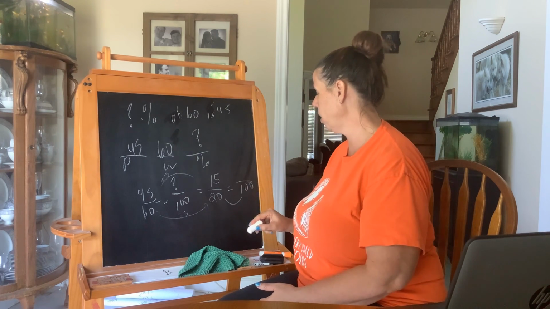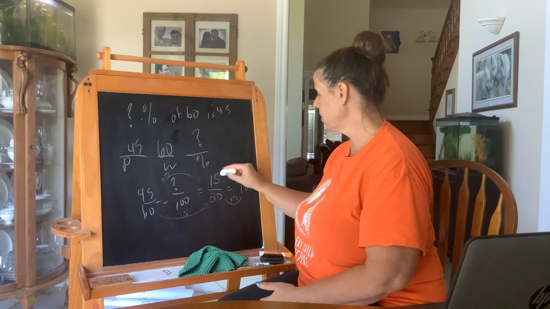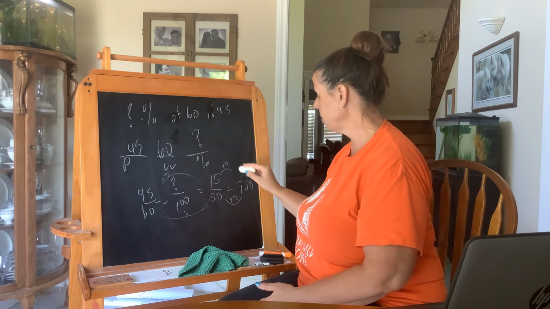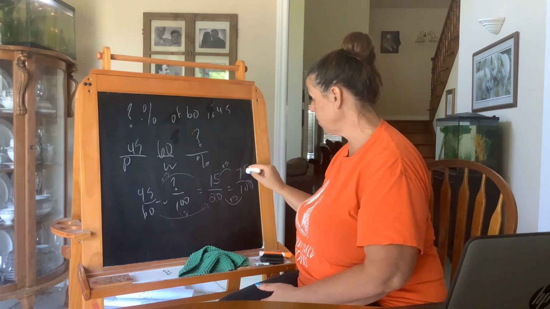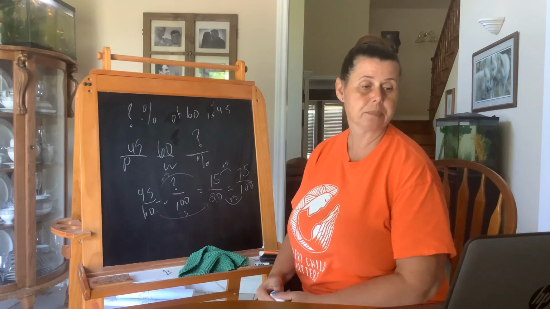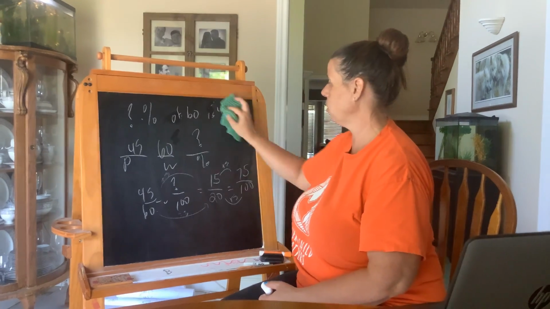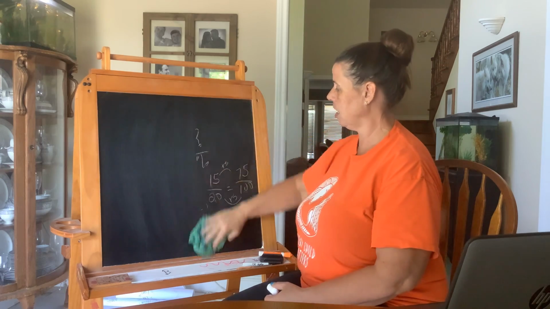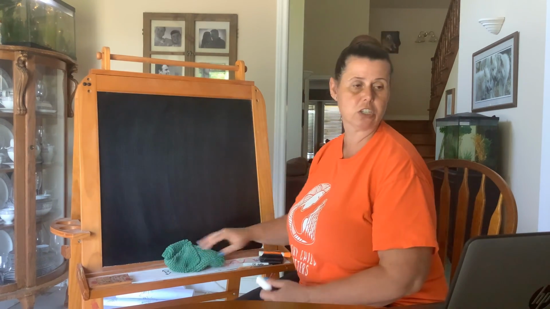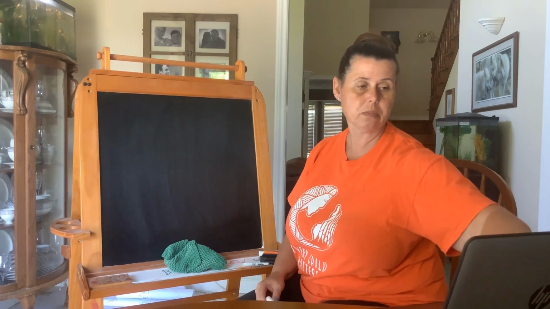How do I go from 20 to 100? Times 5. So this has to be times 5. 15 times 5 is 75. Okay? All right. They've given you hints there to help you take the next step. So go finish answering number 7.